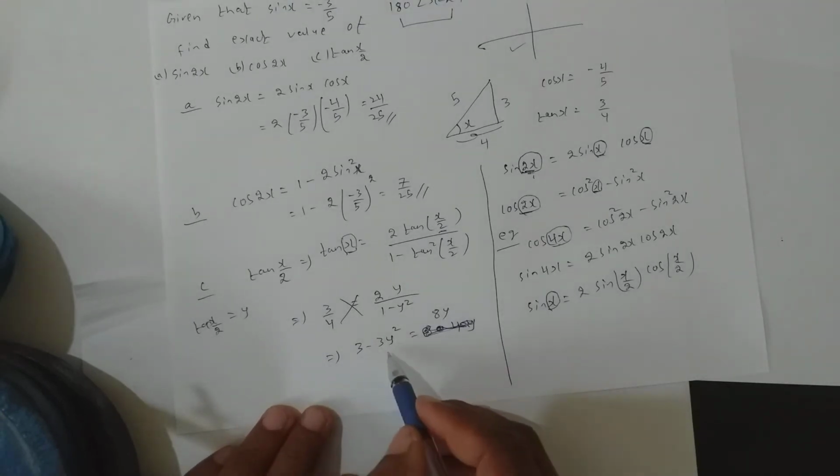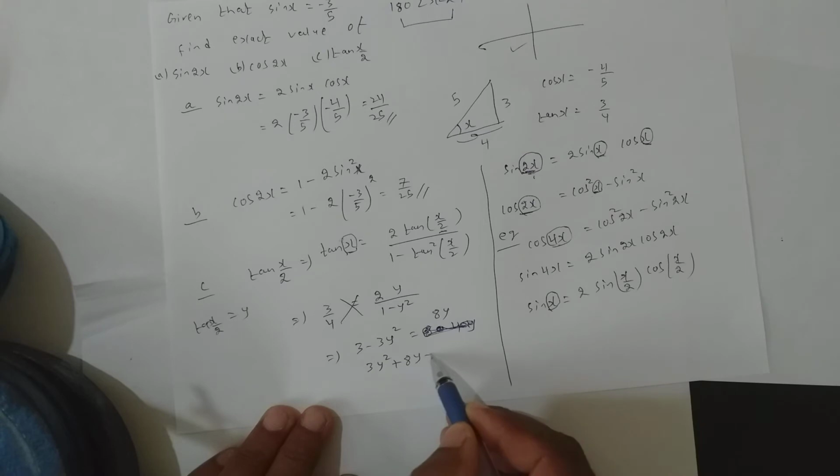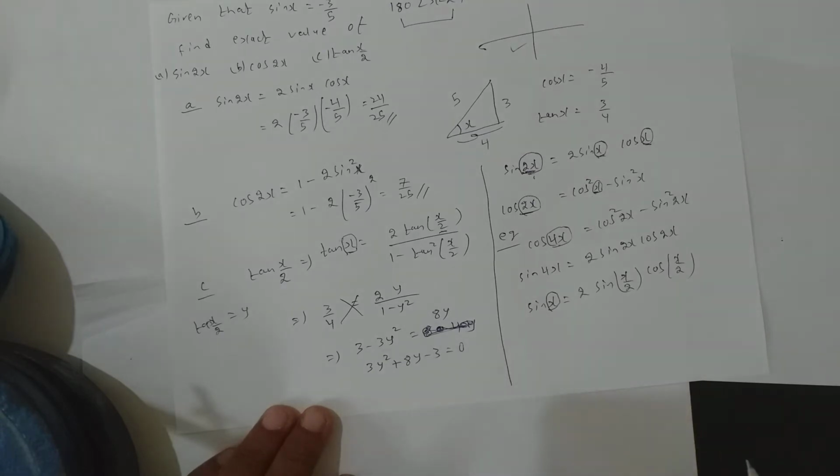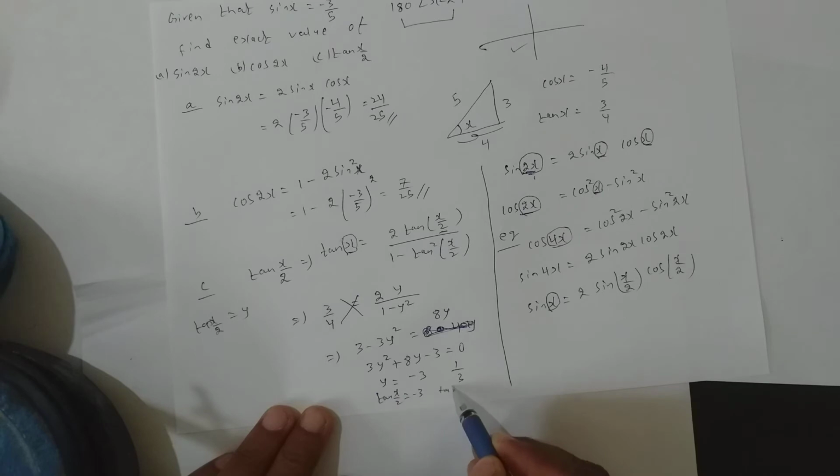So bring all to one side, send this to that side: 3y square plus 8y minus 3 equal to 0. If you factorize, you will get y values to be minus 3 and 1 by 3. Y is nothing but tan x by 2. It could be tan x by 2 equal to minus 3 or tan x by 2 equal to 1 by 3.